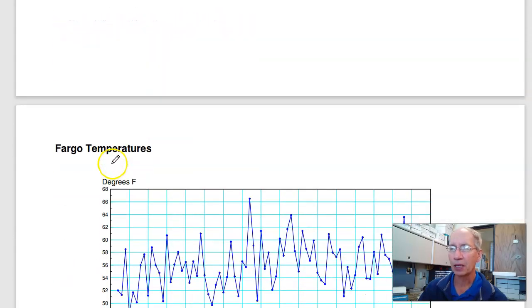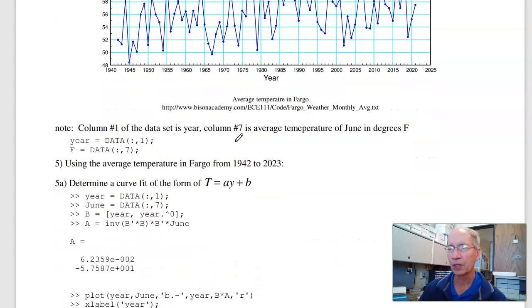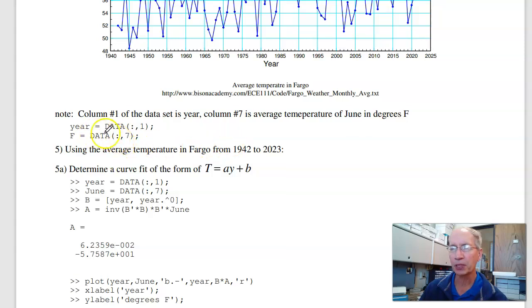Okay, let's look at temperatures. Here's the Fargo temperature from Hector Airport. Let's do a linear curve fit. In that case, I'm going to pull in the data. The year is the first column. The degrees Fahrenheit is the seventh column. This is January, February, March. Seventh column is June.